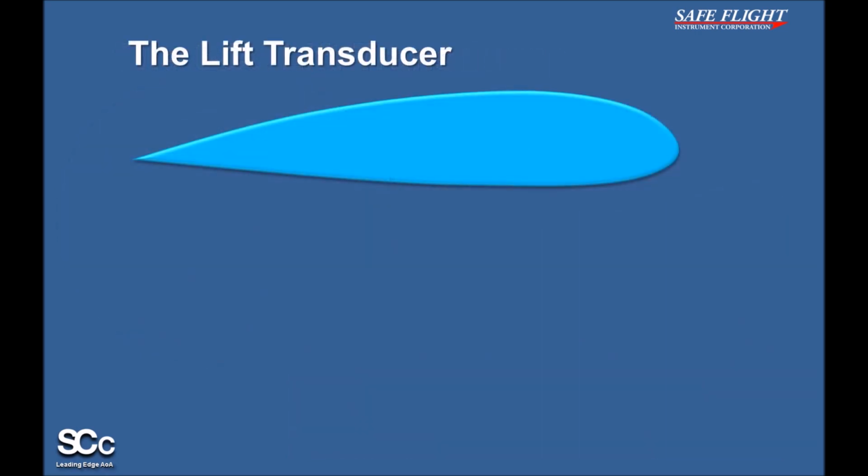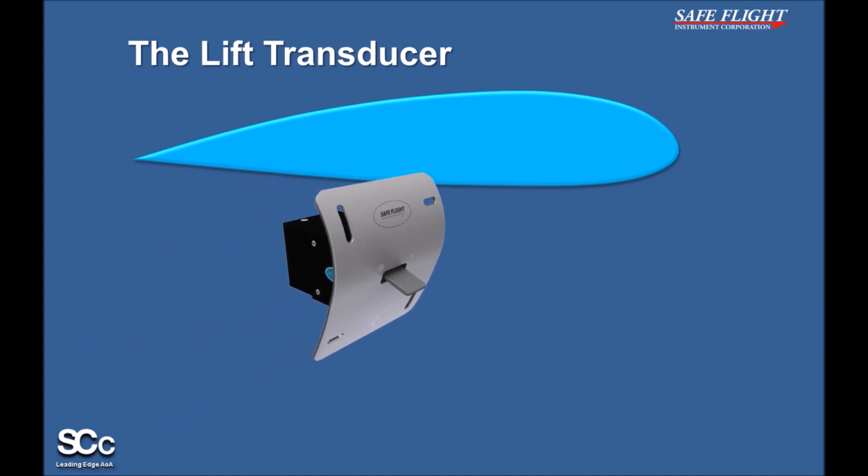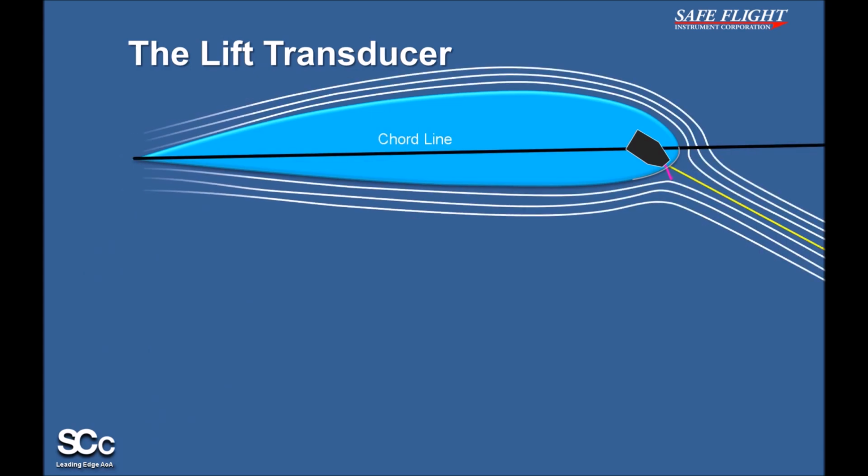Let's take a look at how the Lift Transducer actually works. As mentioned earlier, it mounts to the leading edge of the wing. These streamlines represent the incoming air particles, and you might notice that at one position of the wing's leading edge, the airflow divides over the upper and lower wing surfaces. This location is referred to as the stagnation point, the position of maximum air pressure and minimum airflow.